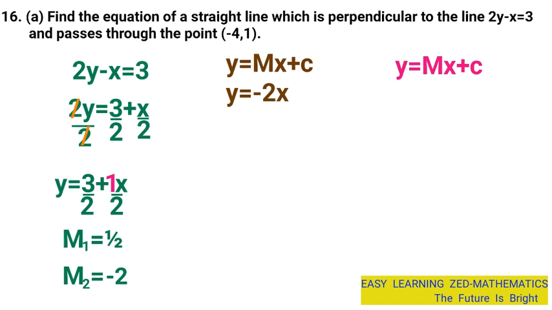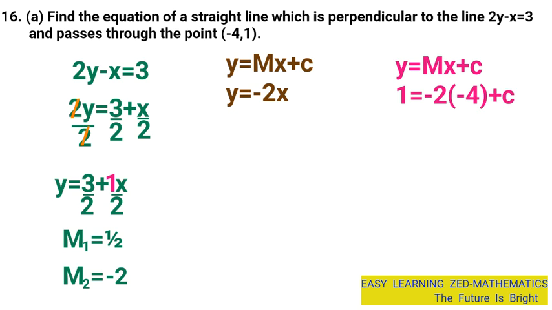Find the equation of a straight line which is perpendicular to the line 2y minus x is equal to 3 and passes through the point -4, 1. So the value of y in those points is 1. Okay, so I'm going to write 1, which is equal to -2 as the gradient we found. Then we multiply it by x. What is the value of x in those points given in the question? It's -4. So I'm going to multiply by -4, then plus c.